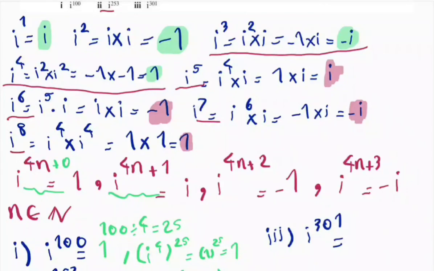Now, finally, the last one. So i to the power of 301. Let's divide this number by 4 and see what we get. So we get 75 plus 1. That is, 4 times 75 plus 1 is equal to 301. And again, this is the second case, because the remainder is 1, and in this case, the answer is i. So, as you can see, this method works pretty well.